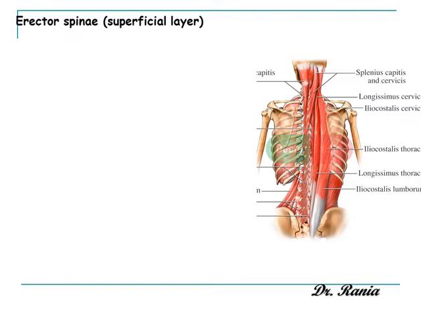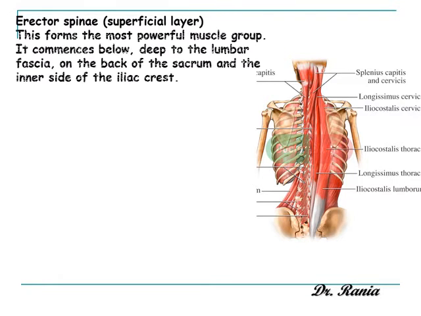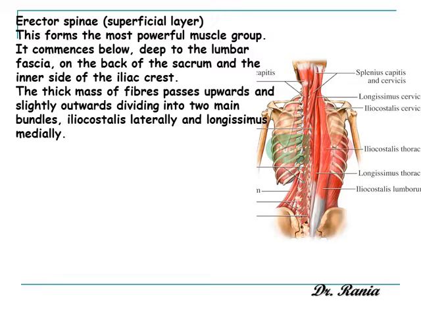Moving now to the most superficial layer of the deep groove, this is the erector spinae muscle, and the erector spinae is the most powerful extensor muscle. It extends downward from deep to the lumbar fascia, from the back of the sacrum, from the inner side of the iliac crest, and this thick muscle will slope upward and slightly laterally.